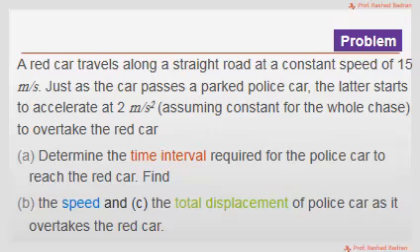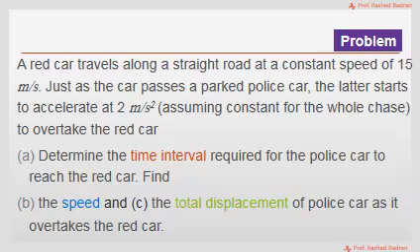A red car travels along a straight road with a constant speed of 15 meters per second, and it passes a parked police car. It means the police car was at rest, and the latter starts to accelerate at 2 meters per second squared in order to overtake the red car.